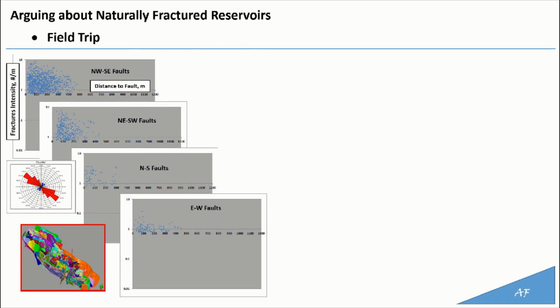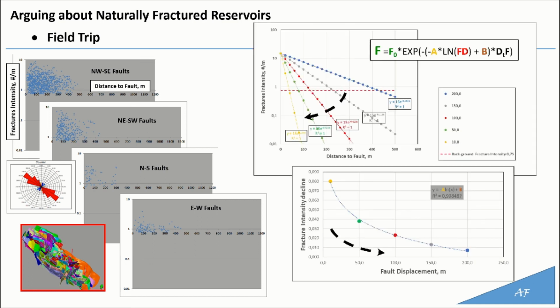So, considering the observation made on an analog, I wonder if, in a scenario characterized by different fault sets showing different fracture intensity versus distance to fault trend, this approach could be effective handling separately the different fault sets. Of course, the detail of this reconstruction would call for a grid with an adequate resolution.